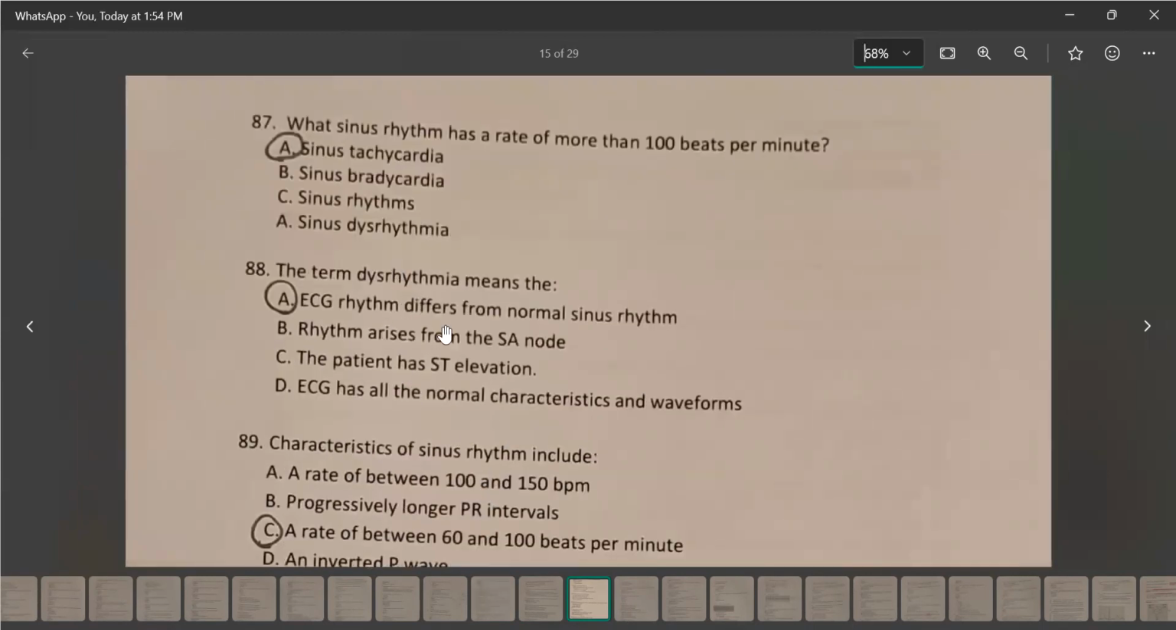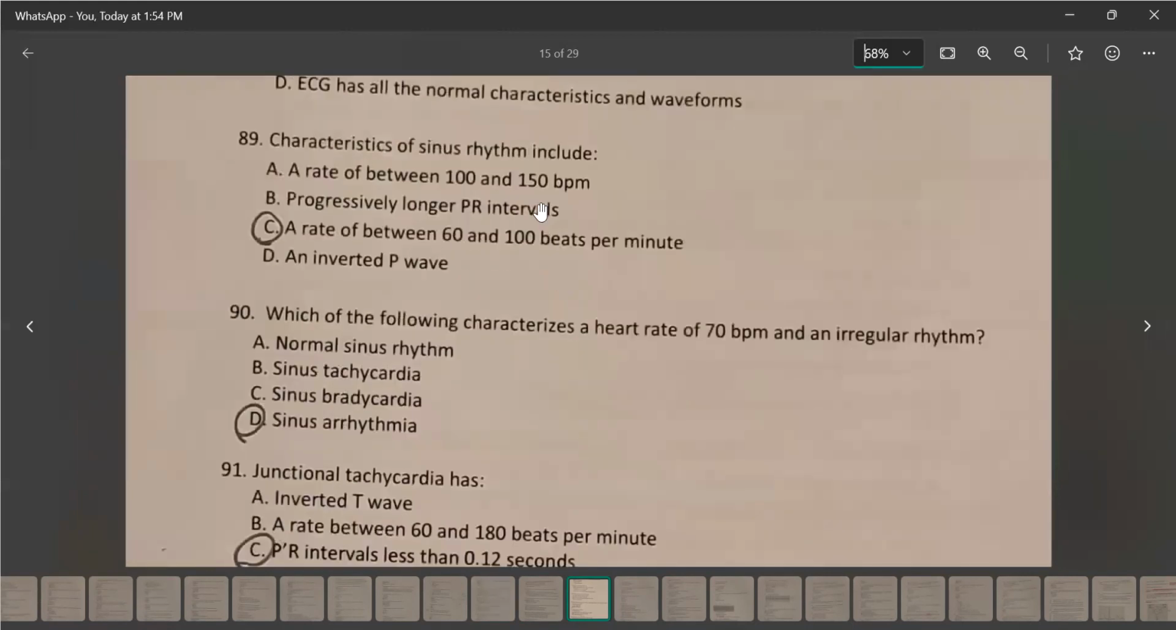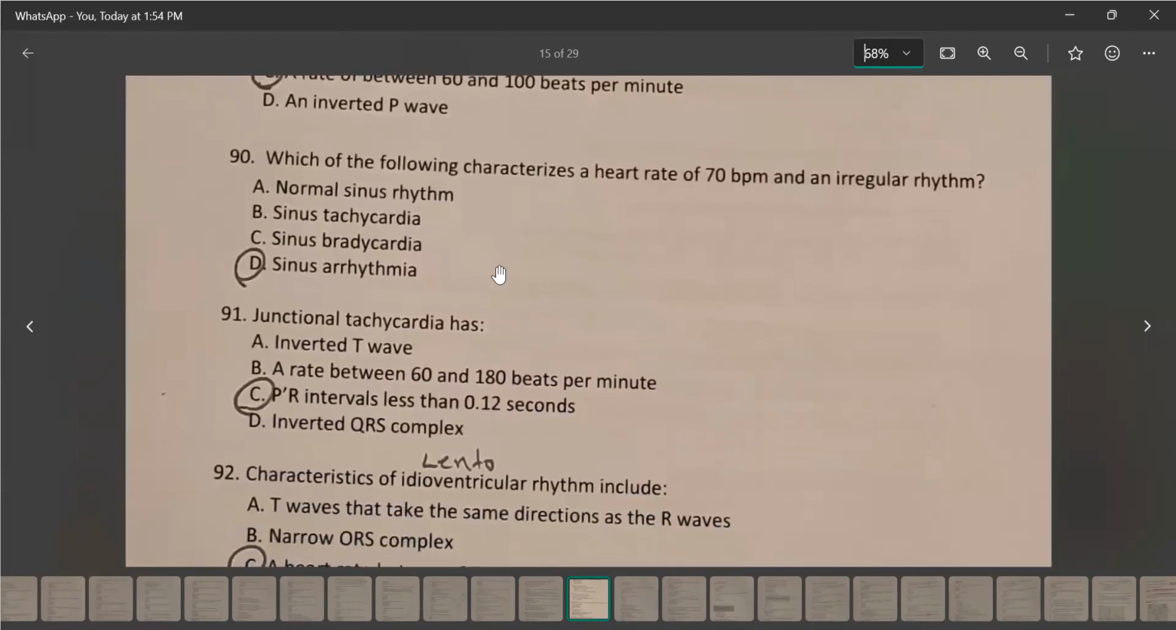88. The term dysrhythmia means the ECG rhythm differs from normal sinus rhythm. 89. Characteristics of sinus rhythm include a rate of between 60 and 100 beats per minute. 90. Which of the following characterizes a heart rate of 70 BPM and an irregular rhythm? Sinus arrhythmia. Junctional tachycardia has PR intervals less than 0.12 seconds.